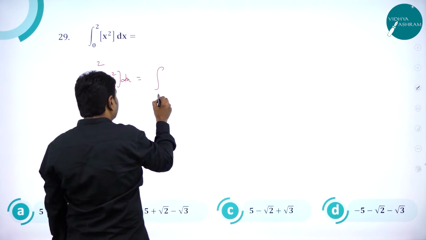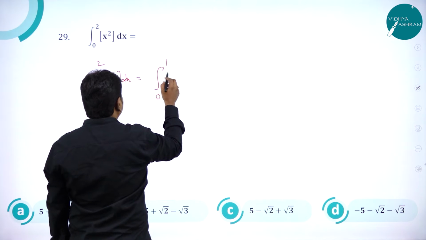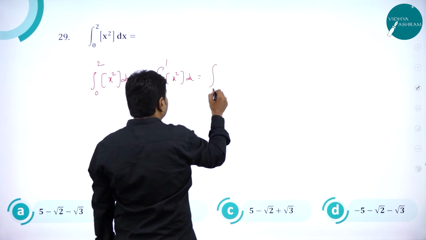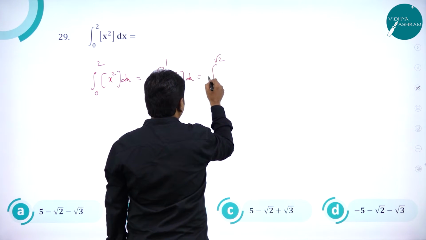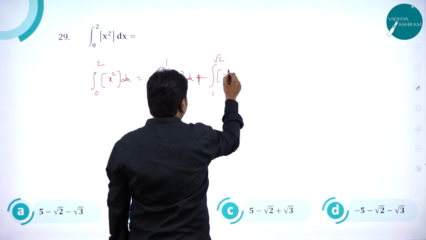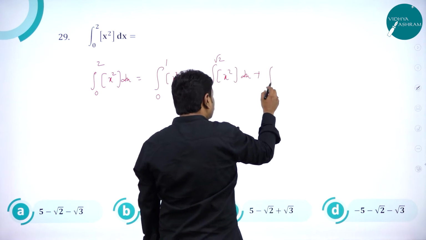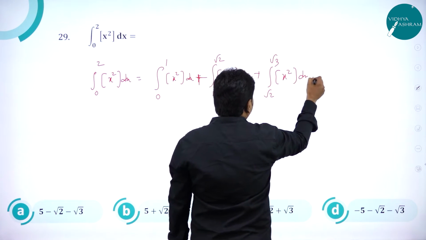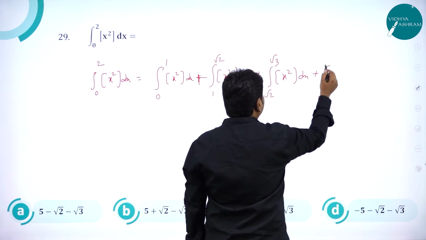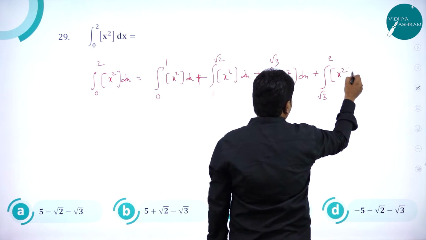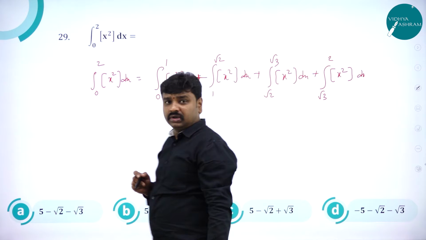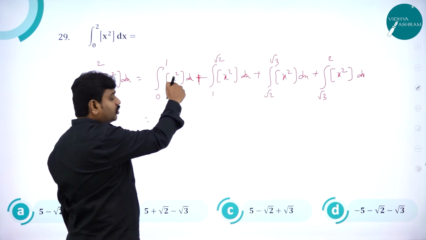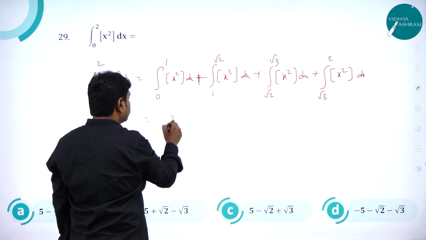0 to 2 square bracket x square. So 0 to 1 its behavior is different. 0 to 1 square bracket x square dx, and 1 to root 2 square bracket x square dx, and root 2 to root 3 square bracket x square dx, then root 3 to root 4. Root 4 is how much? 2. Square bracket x square dx. This is the behavior of the function. Now you know 0 to 1, greatest integer function of x square, it is 0.